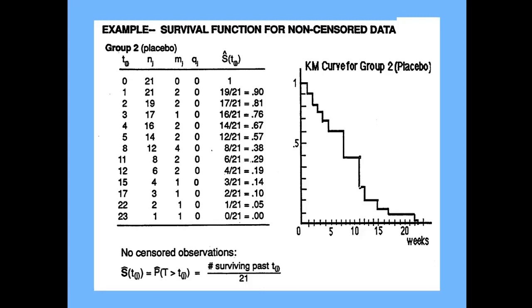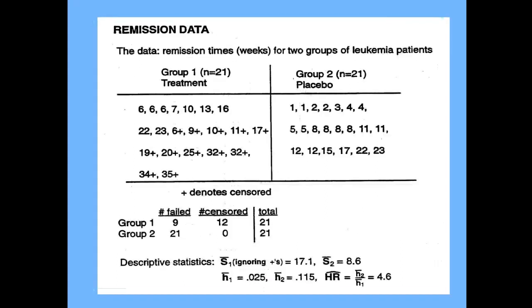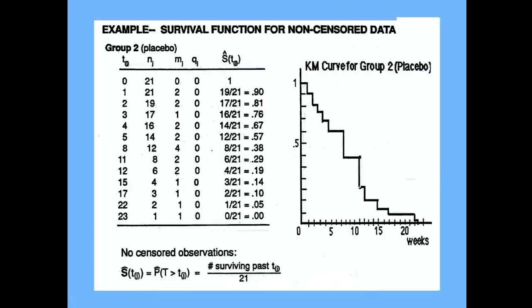There were 21 failures, but only 12 times at which somebody failed, because if you go back, at time 1, 2 people failed. So you're only going to count time 1 once on this table, because that's the earliest time that somebody failed. The second earliest time is 2, and so on. Now, the second column, n sub j, is the number in the risk set at the time, or just prior to the time, that somebody failed. At the beginning of the study, all 21 people are in the risk set.